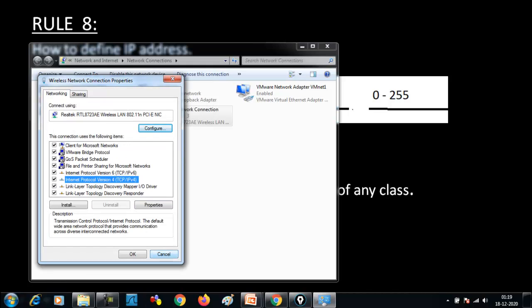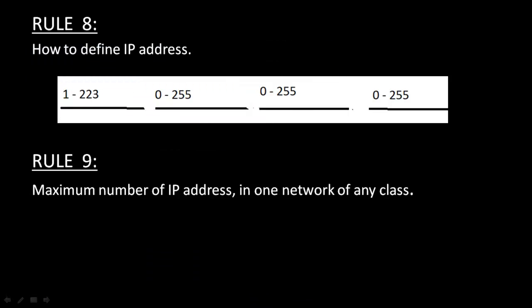So now you know that the first IP can't be 0 and last IP can't be 255. You can see in the first octet we can use a value between 1 to 223 only, but in the second, third and fourth octet we can use a value between 0 to 255. But sometimes we cannot use 0 and 255 in the last octet. So first IP cannot be 0 and last IP cannot be 255.